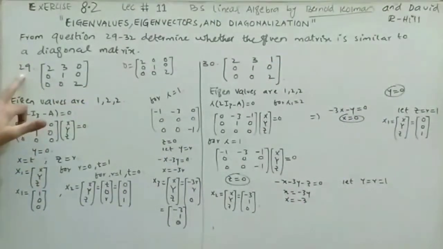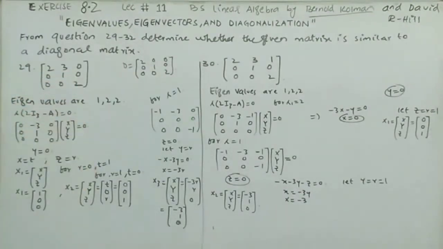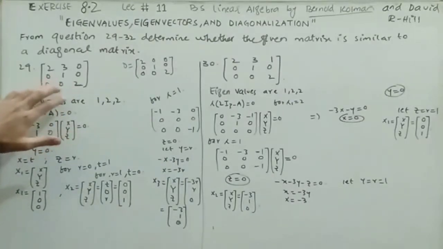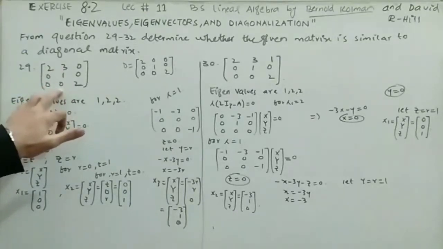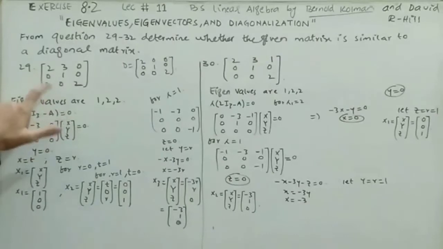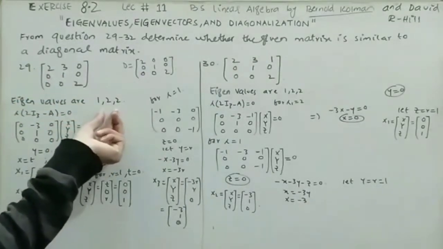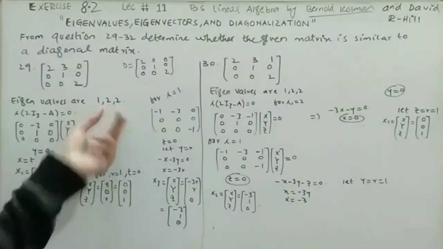Question number 29, a matrix is given: 2, 3, 0, 0, 1, 0, 0, 0, 2. First of all, this matrix is an upper triangular matrix because the entries below the main diagonal are 0. So the eigenvalues will be the main diagonal entries: 1, 2 and 2. Over here repetition comes. The eigenvalue is repeated. It means the theorem has failed. We will proceed to the next theorem.